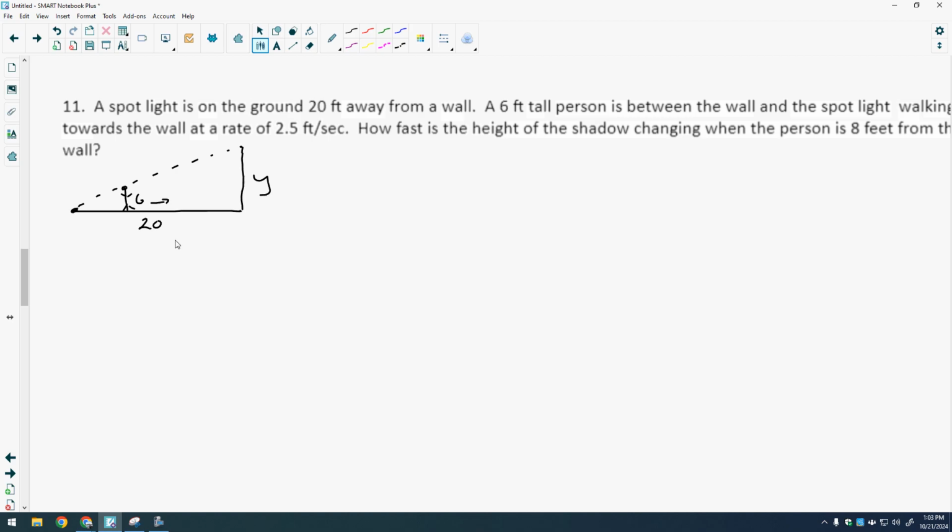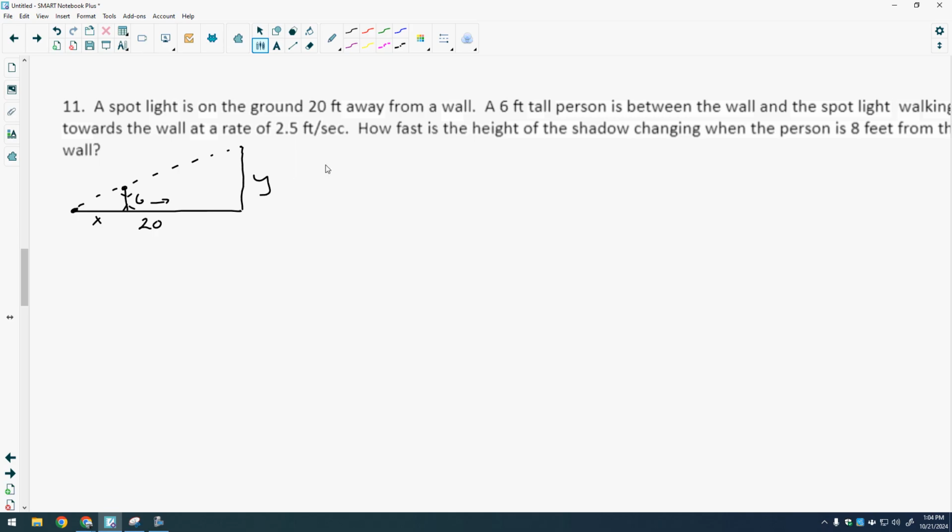Okay. Where's X? Is X going to be this distance, or is X going to be this distance? From the spotlight to the person, or from the person to the wall? What do you want to call X? Here's what I would call X. I would call this X. And here's why. I'm looking for ways of relating X and Y together. And what I notice is I have a triangle right here made by the person, X, and the ground. And I have a triangle right here made by the distance from the ground to the spotlight and the shadow. So I have a way of relating these two quantities.